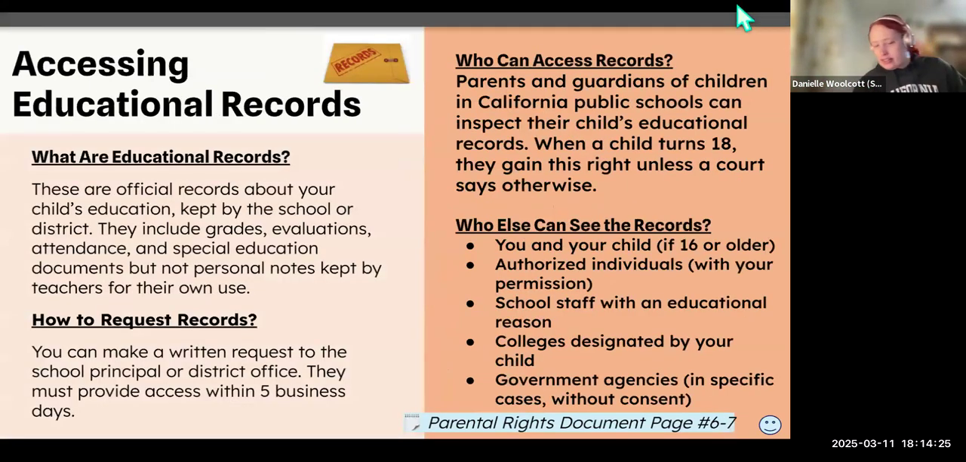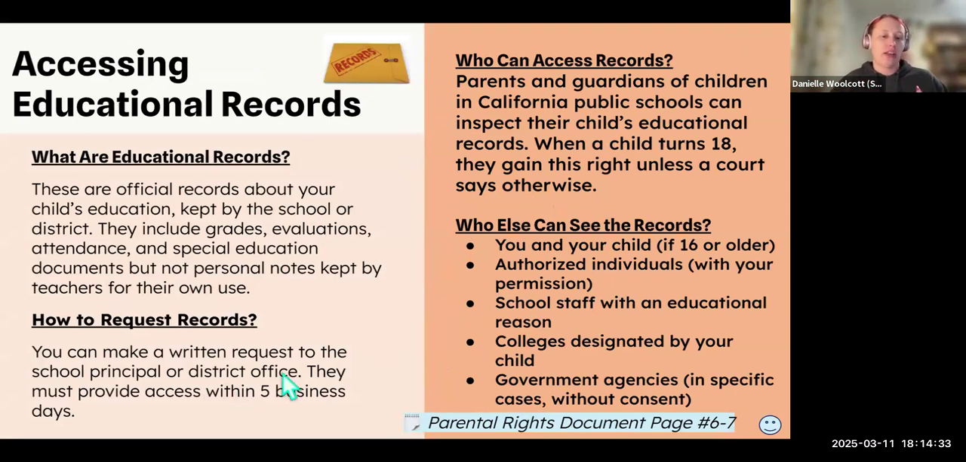Moving along, this slide is heavy. There was a pretty good portion of this section in the parental rights document on pages 6 to 7, so I just wanted to make sure that it got broken down as best as possible. Educational records are any official records kept about your child's education by the school or district. They include grades, evaluations, attendance, and special education documents, but not personal notes kept by teachers for their own use. How to request records: you can make a written request to the school principal or district office, and they must provide access within 5 business days.